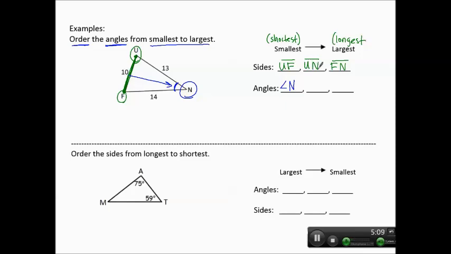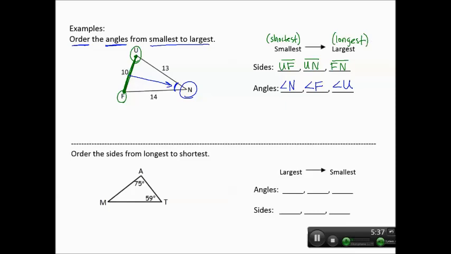Without even looking at the picture, I can complete the rest. UN makes the side that is in the middle, and the letter left out is F. So F would be across the triangle. It would be in the middle. FN is the longest side. Therefore, the largest angle is going to be the letter we didn't use to make that side. So FN, look across the triangle, U will be the largest angle.